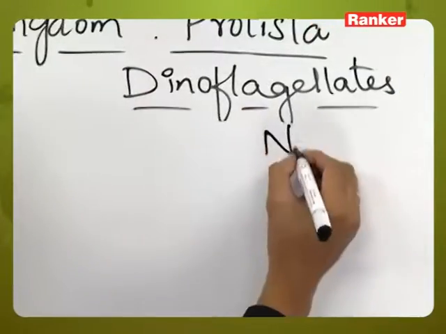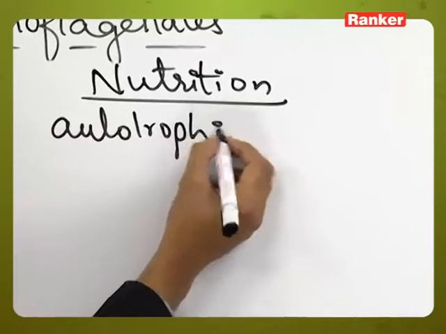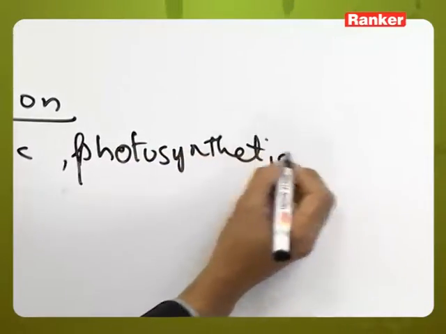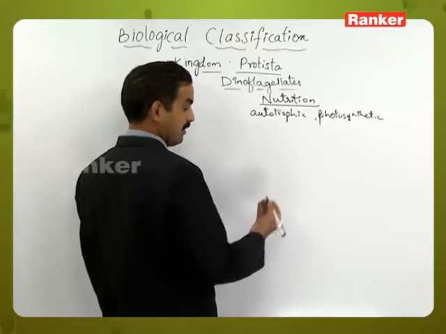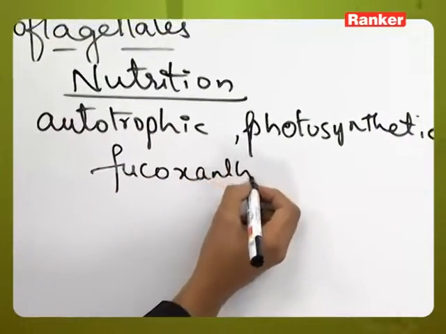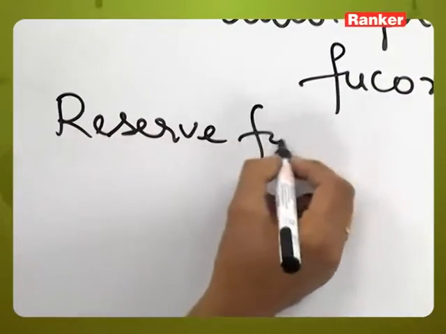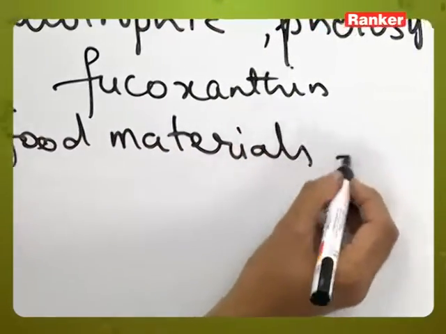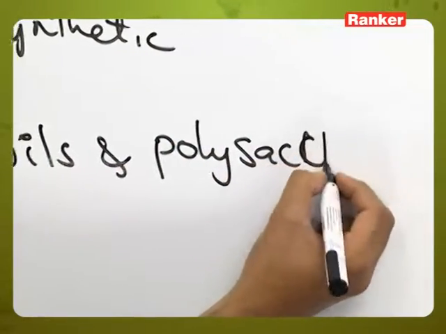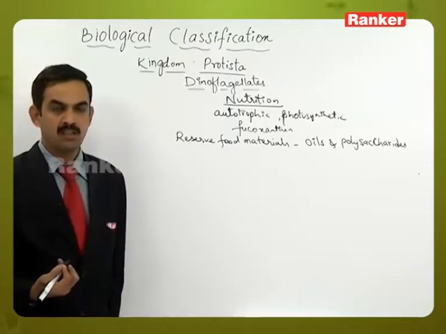The next character is nutrition. These are autotrophic in their nutrition, that is, they perform photosynthesis. They have the pigments concerned with the photosynthetic process, and apart from those, they contain fucoxanthin pigment also. When they perform photosynthesis, they prepare excess food materials and store them as reserve food materials, in the form of oils and polysaccharides. So these are present in the oceans and are photosynthetic in nature.